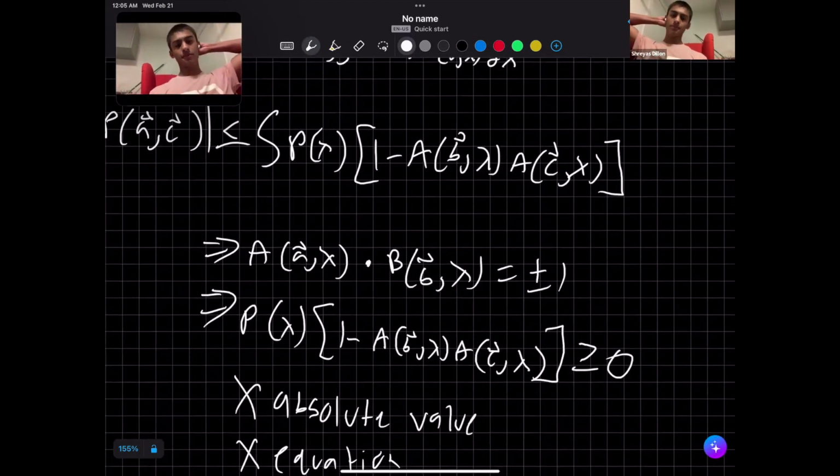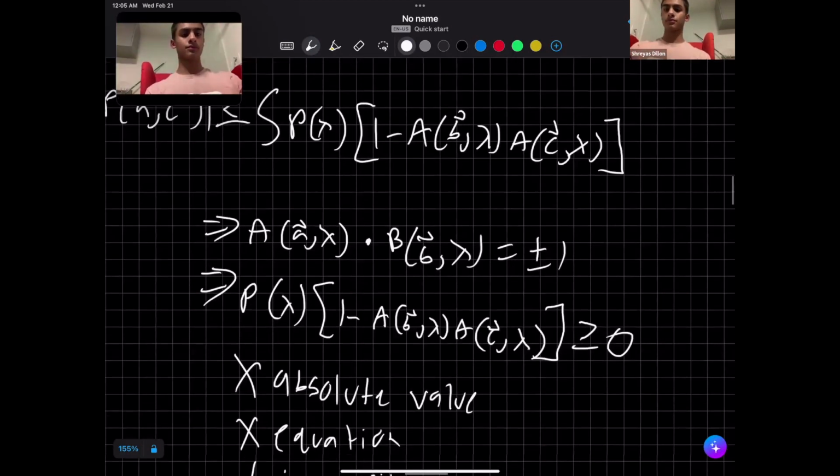The second term, P of lambda times 1 minus A of the B vector, lambda, times A of the C vector, lambda, has to be greater than or equal to 0, because a probability distribution is always greater than or equal to 0. And you know that the second term in the brackets has to be equal to plus or minus 1. So the lowest this could be equal to is 0.